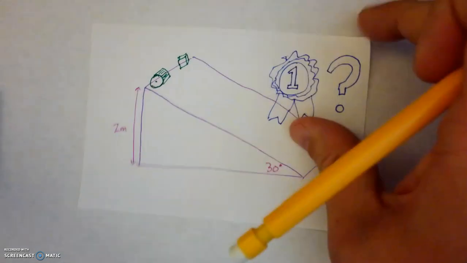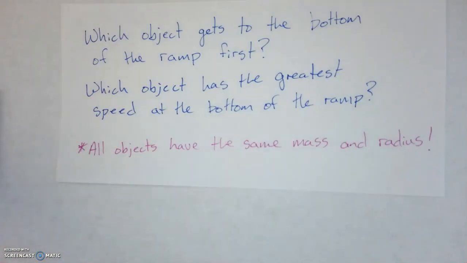So let's take a look at our question. Which object gets to the bottom of the ramp first? That's looking for a time. And then which object has the greatest speed at the bottom of the ramp? That is looking for a velocity. And to simplify everything, we'll assume everything has the same mass and radius, should that apply.